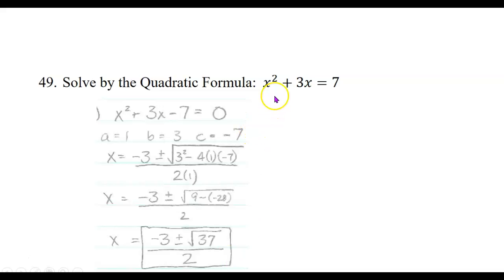So the two things that x can be, the two solutions to this equation, are negative 3 plus the square root of 37 all over 2, and then the other one is negative 3 minus the square root of 37 all over 2.